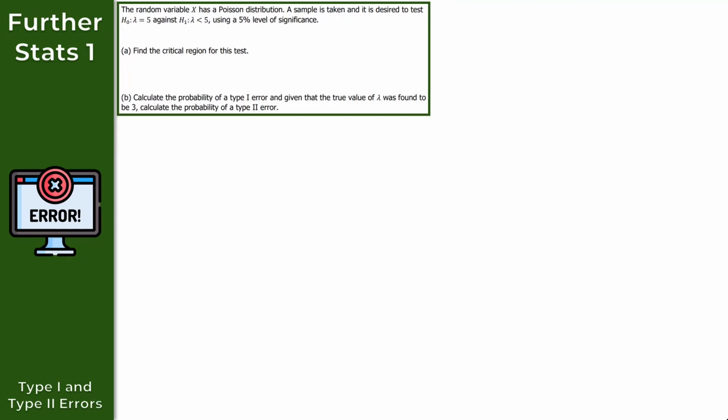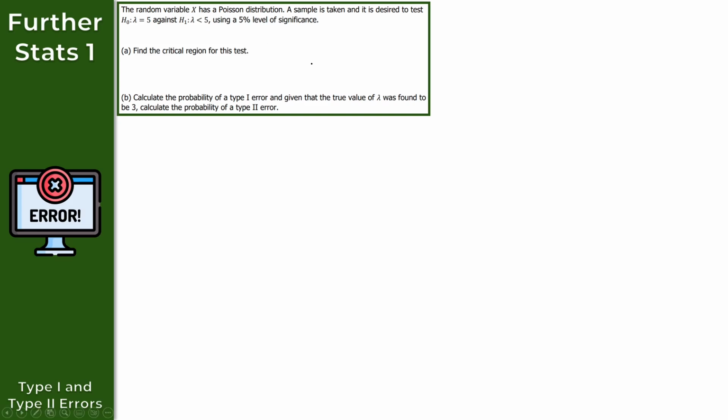And if we just take a look then at one more question here, we have question 2, where this time now we are looking at a Poisson distribution. So the random variable x has a Poisson distribution. A sample is taken and it is desired to test lambda equals 5 against lambda being strictly less than 5, using a 5% level of significance.